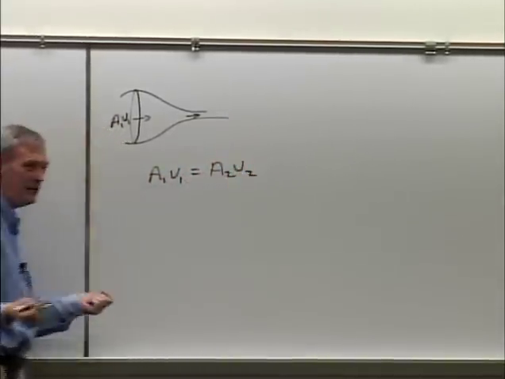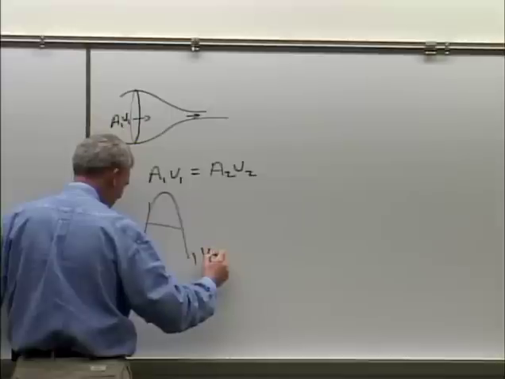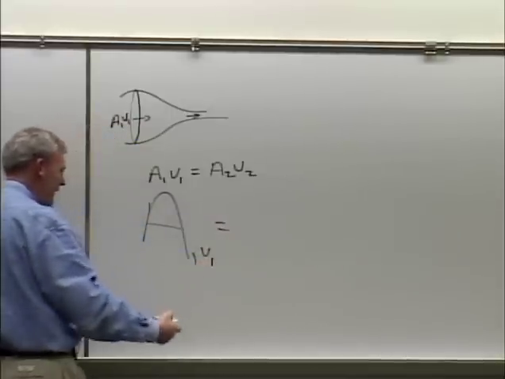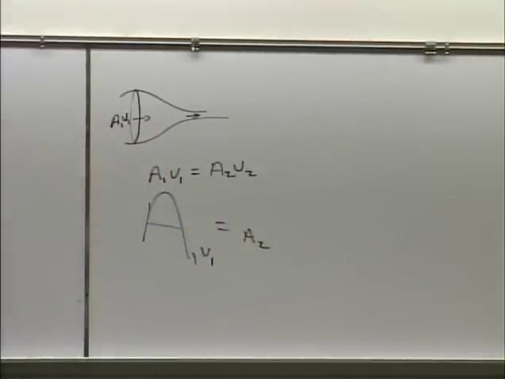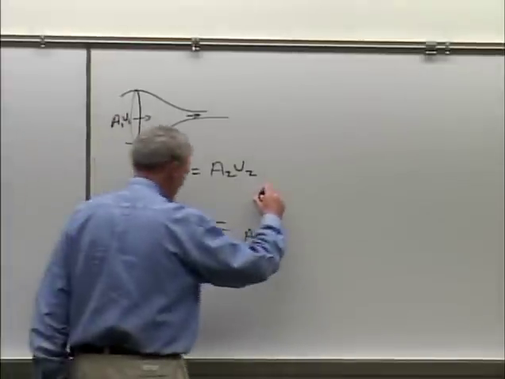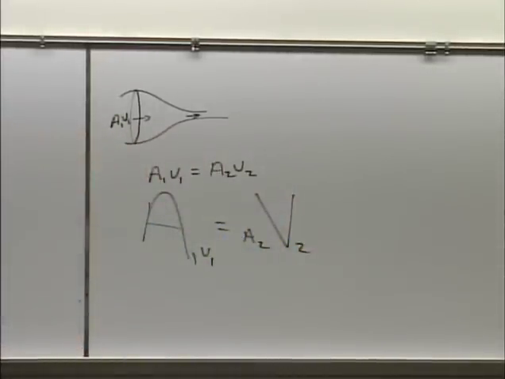So here's really what's going on. If A1 is big, then V1's small. So what do we have over here? If A2 is small, what's our V2? Big. It's bigger.